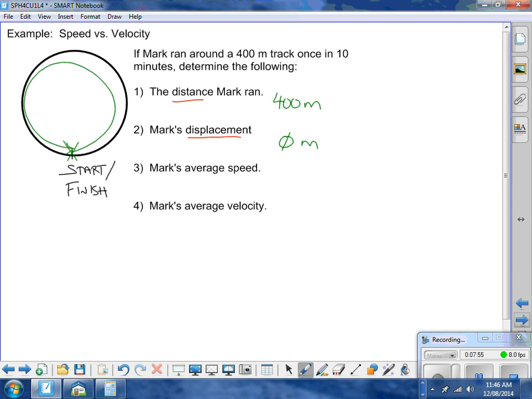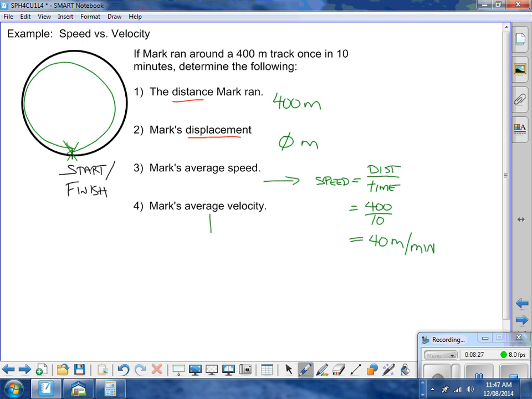Now, average speed. Speed, I told you in the previous slide, is distance divided by time. So he went 400 meters, that's his distance, in 10 minutes, which is my pace. So that means he did 40 meters each minute. So that's his average speed.